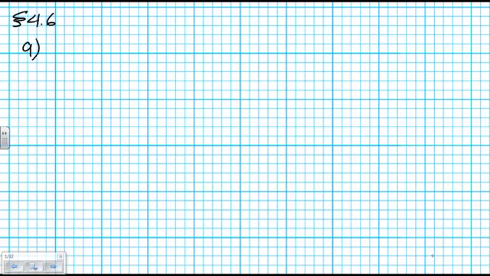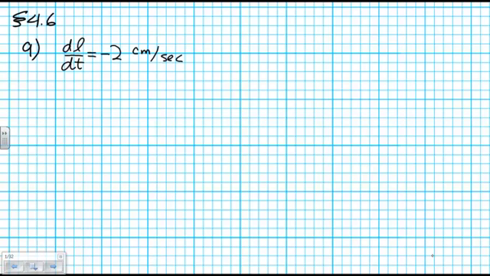The length L of a rectangle is decreasing at a rate of 2 centimeters per second. Translation, please, into math notation. dL/dt is decreasing, so it's -2. And we can put the units in there as well, centimeters per second.